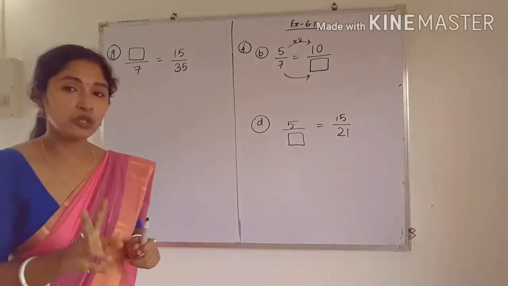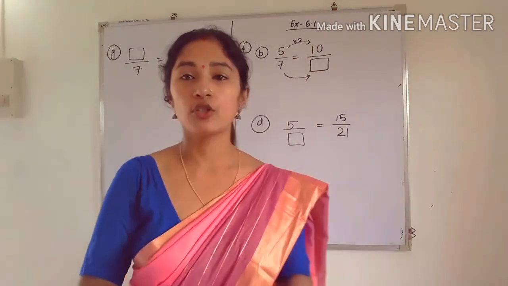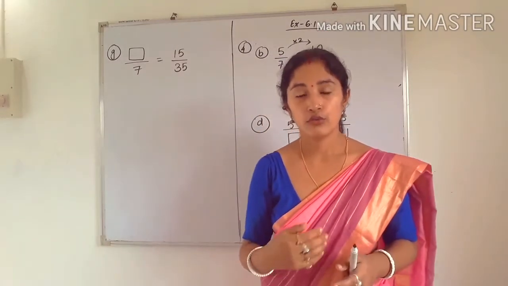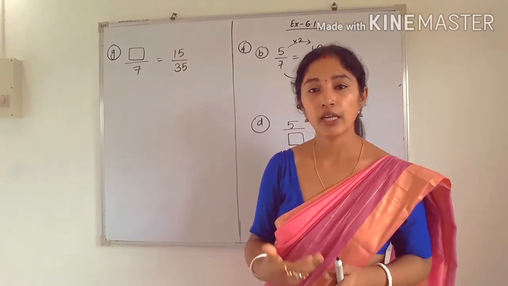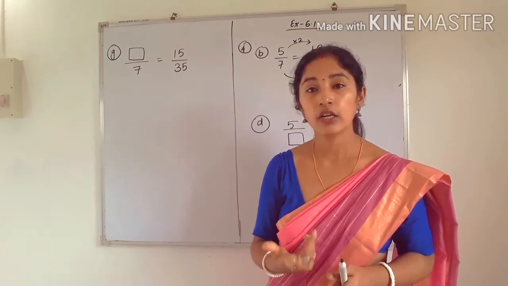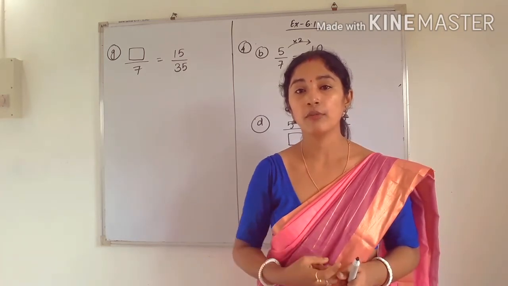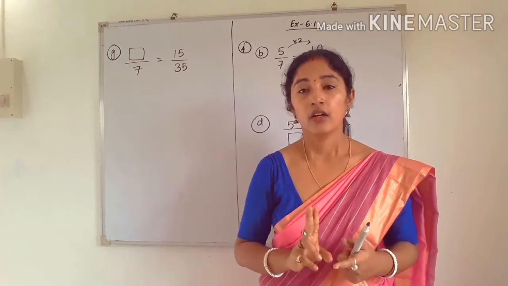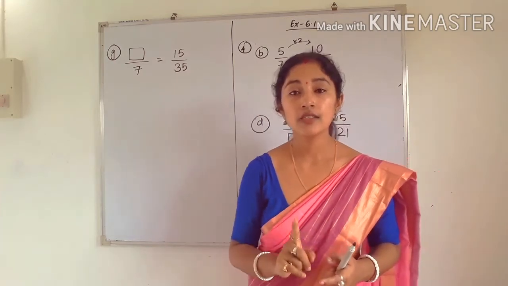You have to check two things: it should be multiplication or it should be division. There will be two things only. Because to get an equivalent fraction you have to multiply or divide. You have only two options. You have to remember this one. So you can multiply or divide the numerator and denominator with the same number.